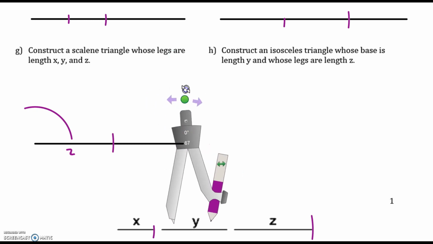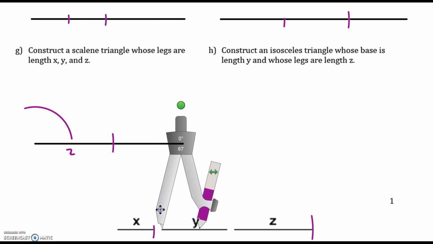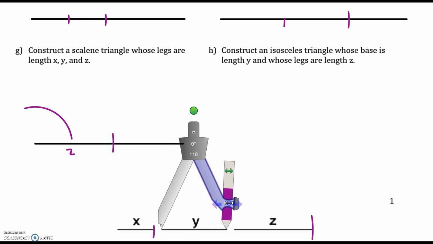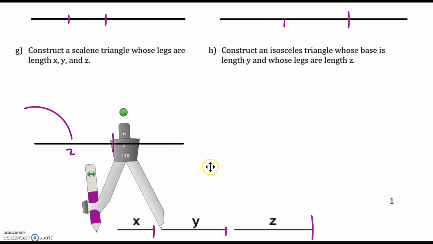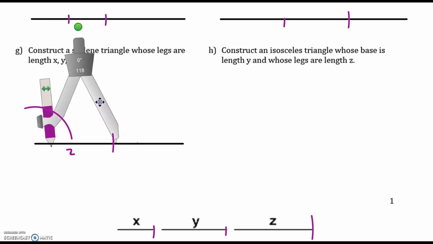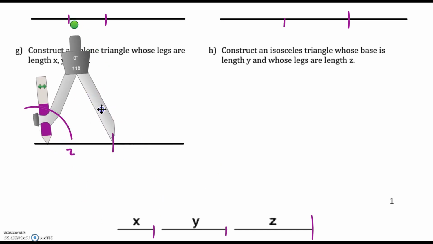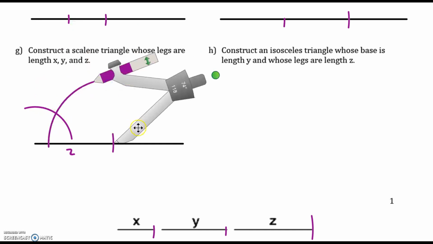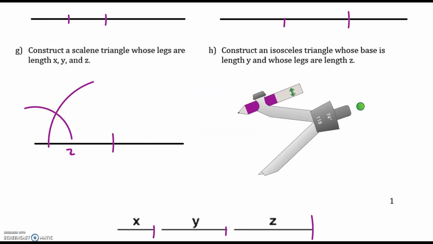Then I'm going to do the same thing with Y from the other end. So I'm going to measure Y, figure out how long Y is. And I'm going to go to the other end of Z, and I'm going to swing the arc that way. And those two arcs are going to intersect, and where they do, that point of intersection is the vertex of my triangle. So if I can connect from each end of segment Z to that point, I will have my triangle, and its sides will be X, Y, and Z.